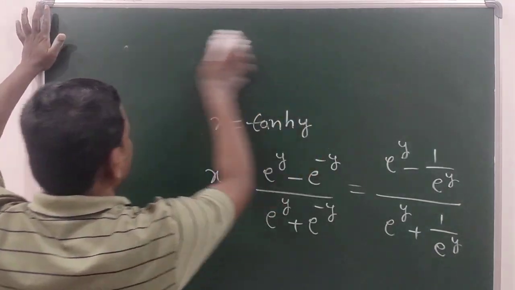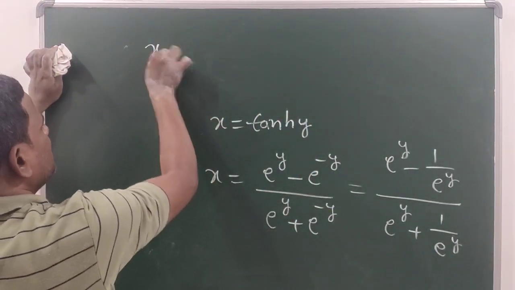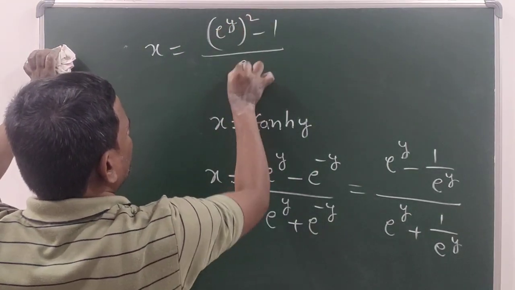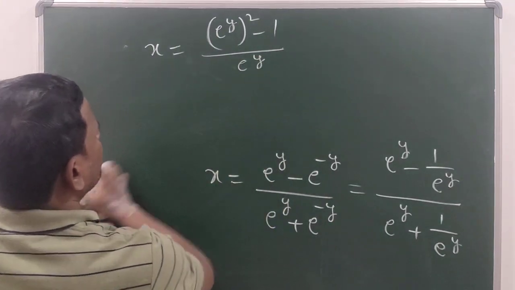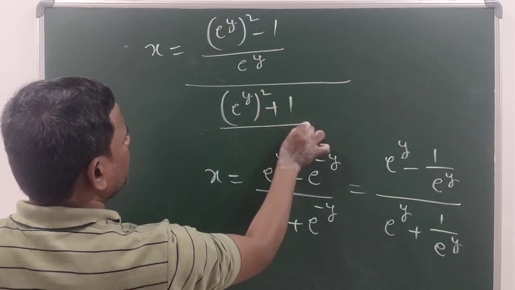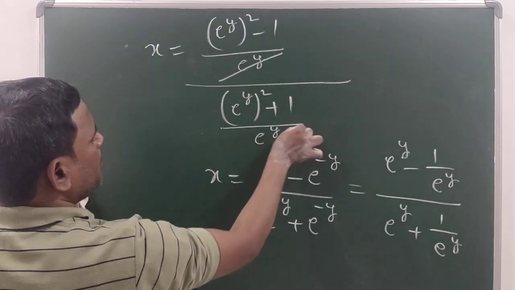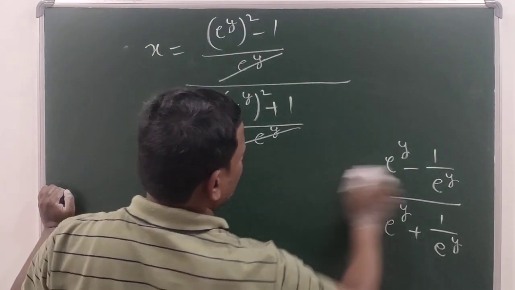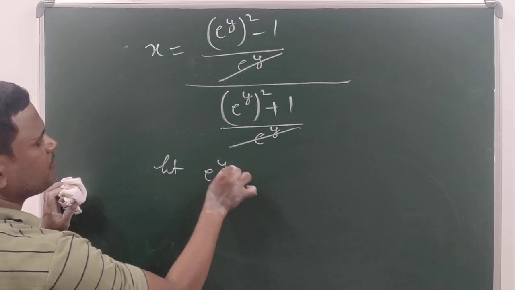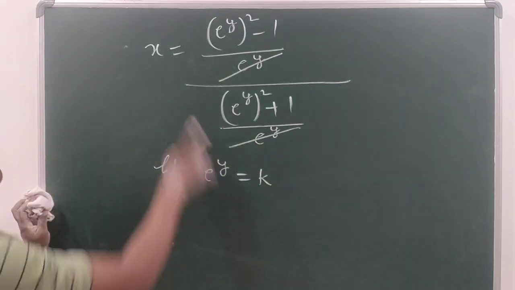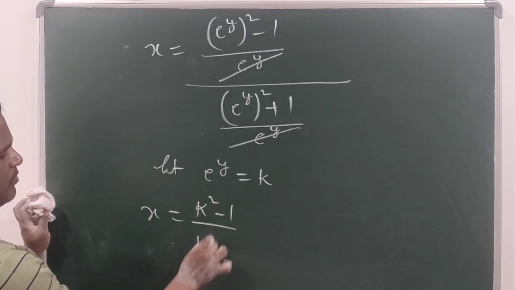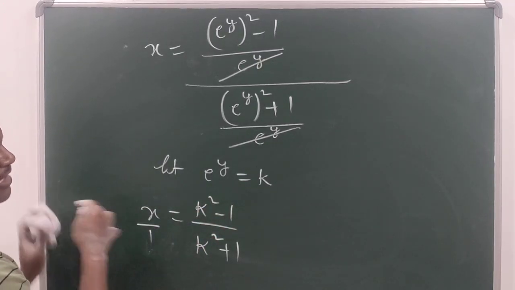Okay. Right. Next, when you take cross multiplication, x equal to ((e^y) whole square minus 1) by e^y, whole by ((e^y) whole square plus 1) by e^y. Now e^y cancels. Okay. Now let us take e^y equal to some k. If you take this as k, then it will become x equal to (k square minus 1) by (k square plus 1).